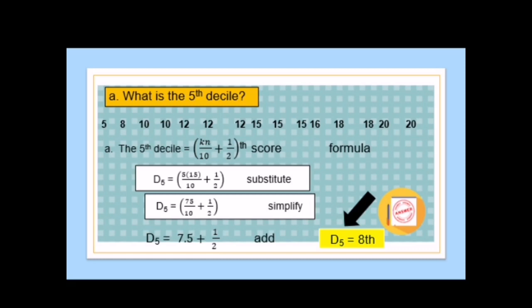What is the value of that 8th score or 8th item? So you will count from left to right 8. So therefore, 15 is the value of D sub 5, or the score of D sub 5 at the 8th item. Okay, I hope you get the formula and how to substitute and solve the given question.